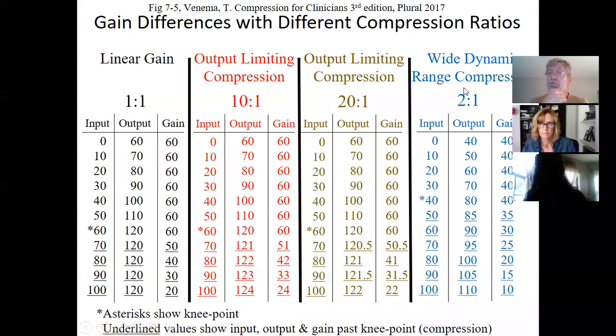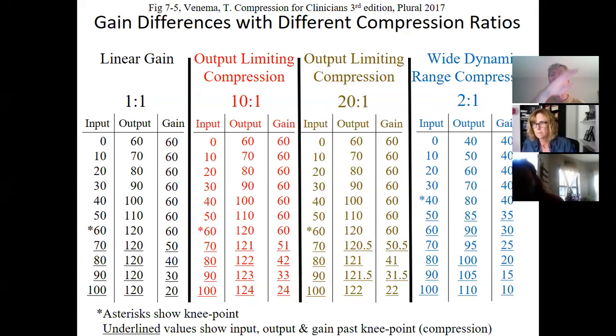Look at the blue. The blue is very popular today. It's called wide dynamic range compression. Its focus isn't on limiting the ceiling. You know why? Because the hearing aid is weak. This is the hearing aid for Mrs. McGillicuddy, who has mild to moderate hearing loss. Typical. Maybe her hearing is like 15 at 250 hertz, going down to 30 at 1,000 hertz, going down to about 50 at 4,000 and 8,000 hertz. Just a gentle, sloping sensorineural loss.